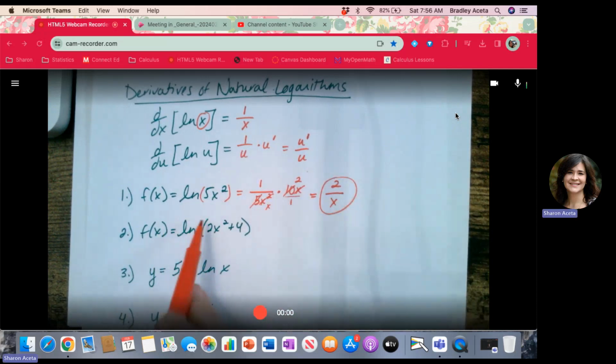Now, there is another way to do this problem. And I'm going to show you with my last 2 examples what we could have done differently and get the same answer. But that's just your general rule. 1 over whatever's next to it times the chain.